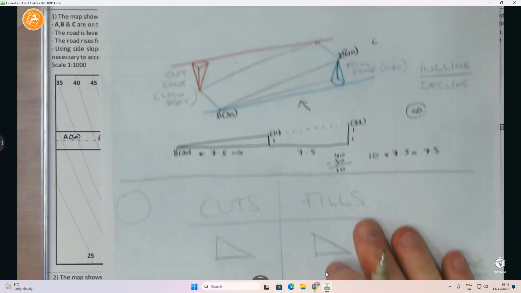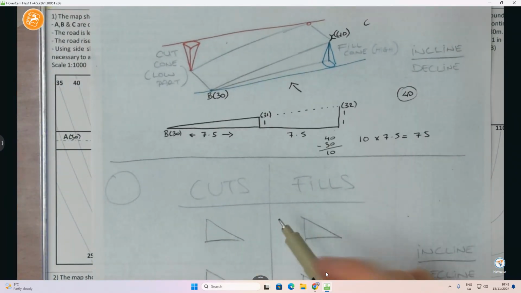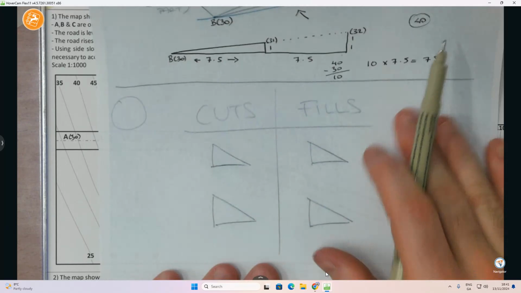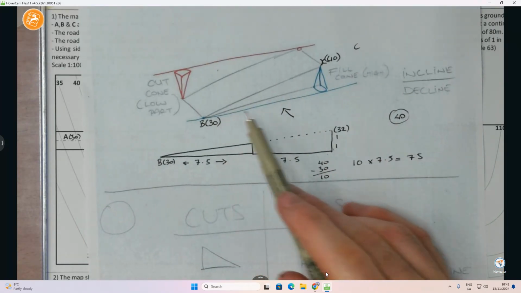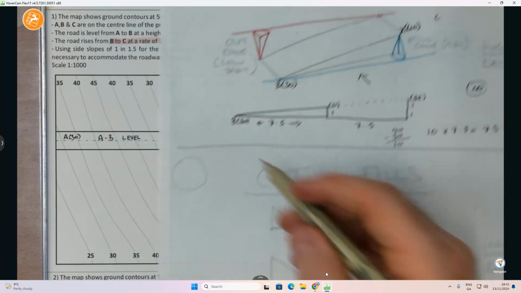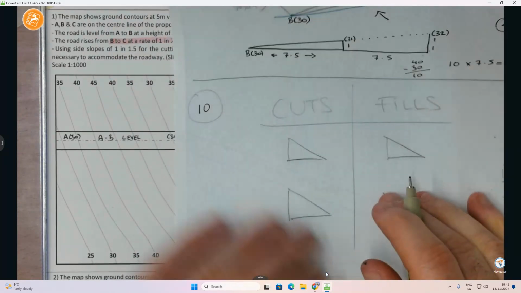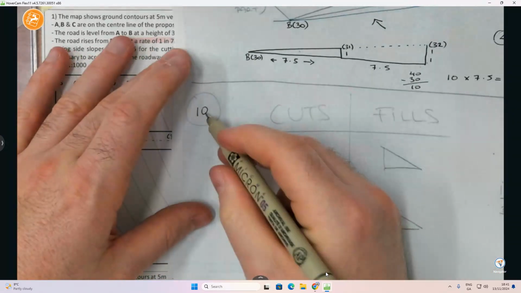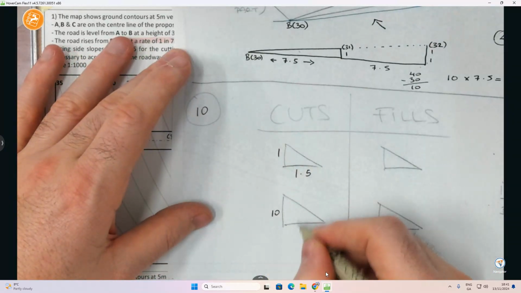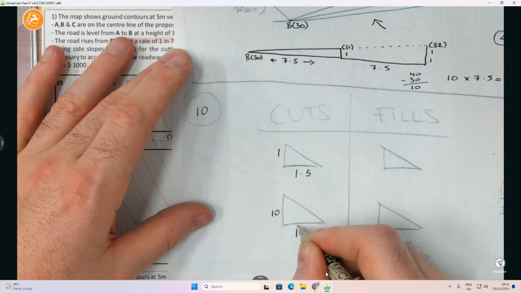Okay, so this is the bit I have to work out down here. Down here at the bottom, I have to take the difference in height from X to B, the high part to the low part of the road. So subtract them, 40 minus 30. That's the number that goes in there. I take my cut ratio, which is 1 is to 1.5, and I multiply the 10 into that. So 10 times 1 is 10, 10 times 1.5 is 15.